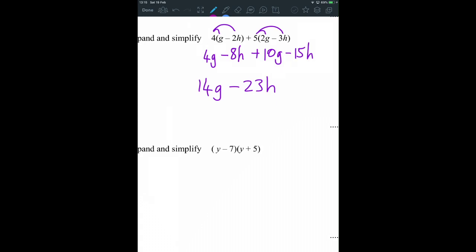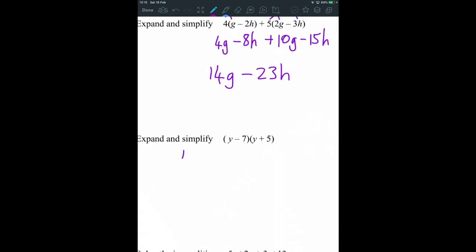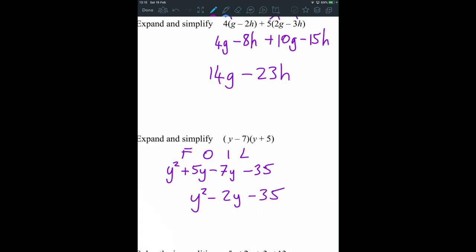Expand and simplify. Double brackets, we're thinking FOIL. Firsts, outsides, insides, lasts. Combining the middle terms together as so.